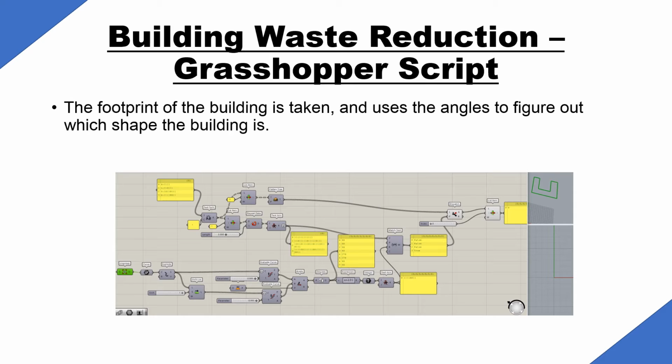The footprint of the building was taken, and the correct shape was found by the script. This was done through the zeros and ones, which stand for a closed corner or an open corner.